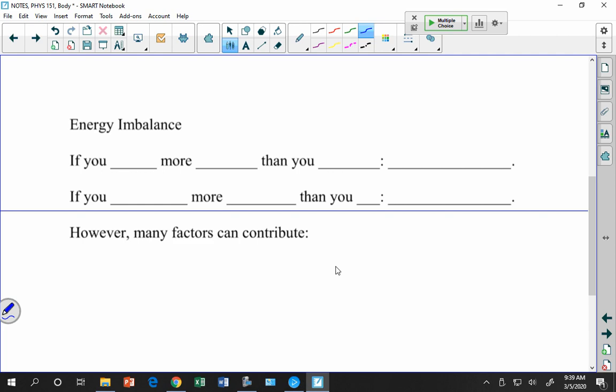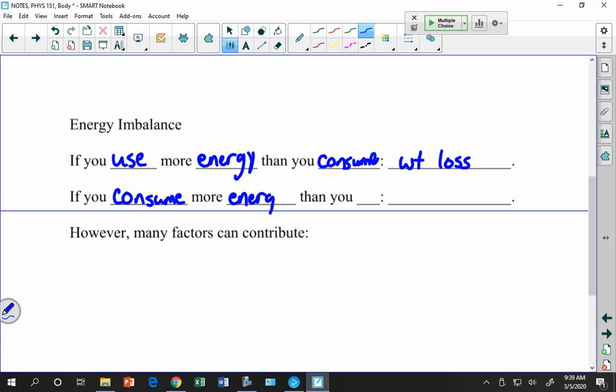That if you use more energy than you consume, then that means weight loss. That's a simple fact, that if I use more energy than I consume, then that's weight loss. So if I consume more energy than you use, then that's weight gain. But there are lots of different factors that can contribute. High-carb diets have been shown to lead to weight gain, for example. Lots of sugars and stuff, carbs turn to fat.